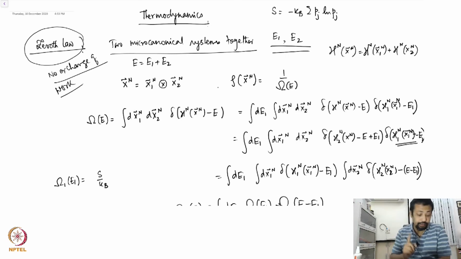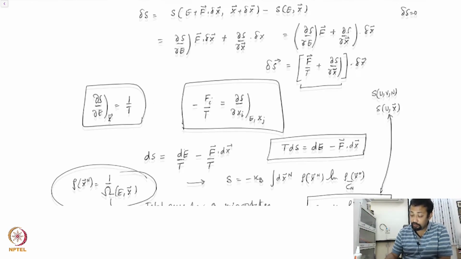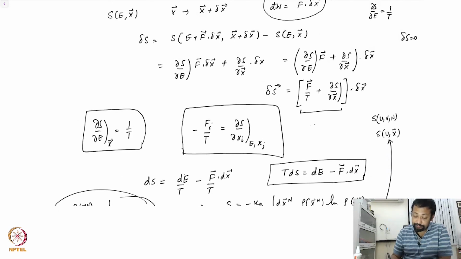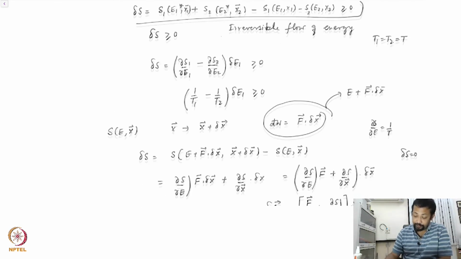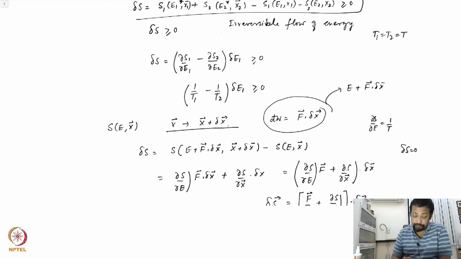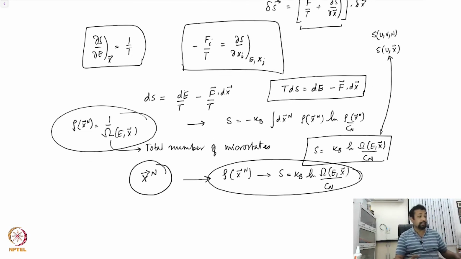So there is one thing that I should point out, and I should note that while we considered the derivation of the zeroth law, when we brought the two microcanonical systems together, we only allowed an exchange of energy. We did not allow any exchange of work. There was no exchange of work. This we did later on when we derived the first law, when we changed the coordinate from x to x plus delta x, so that the energy now changes from E to E plus F dot delta x. This you should keep in mind.